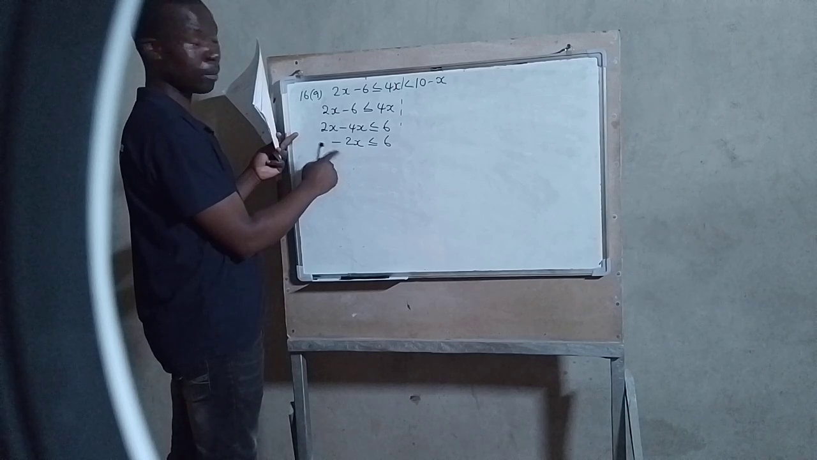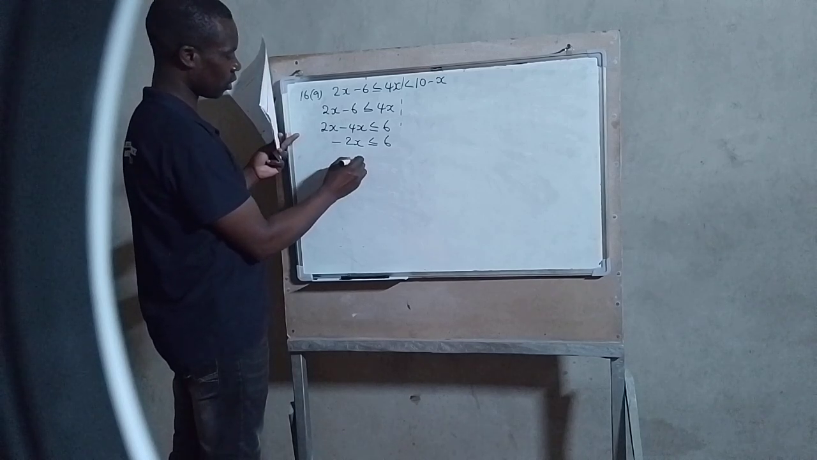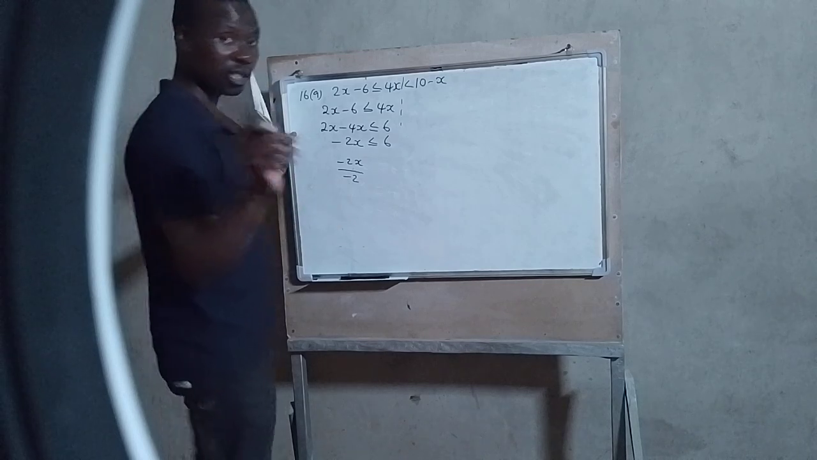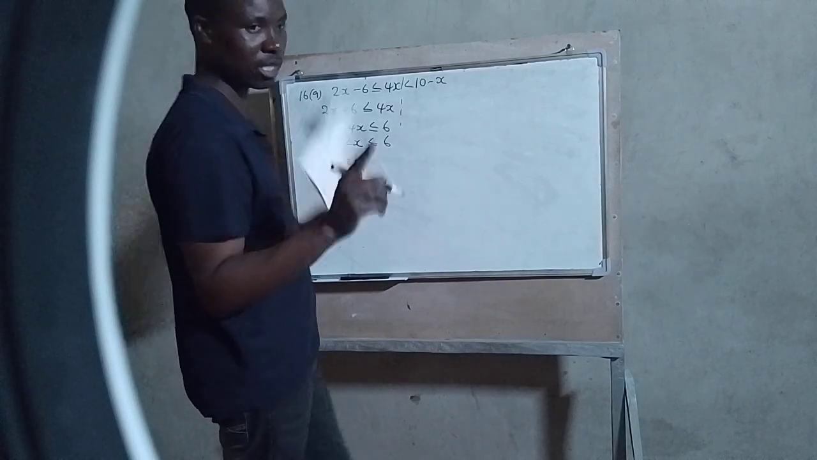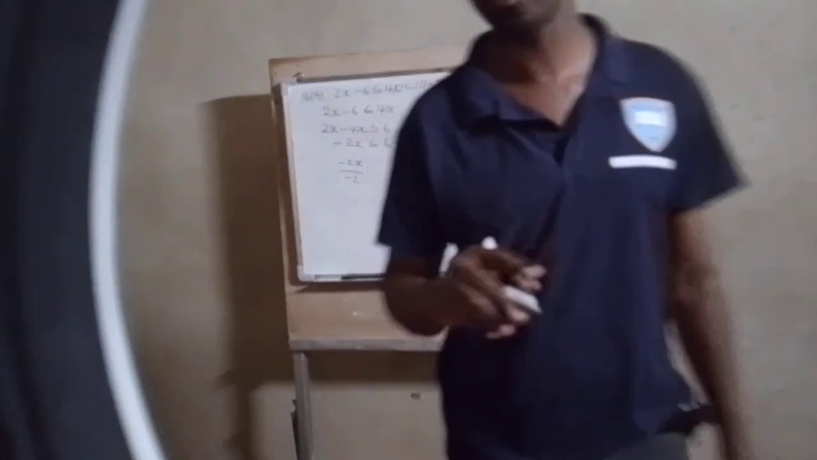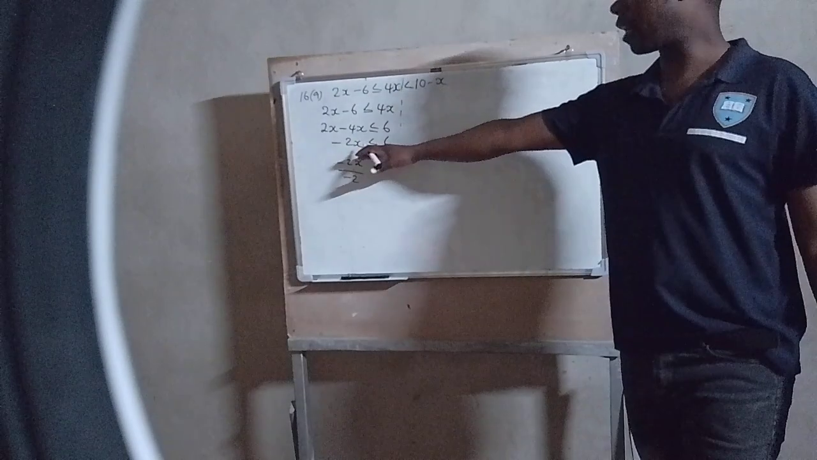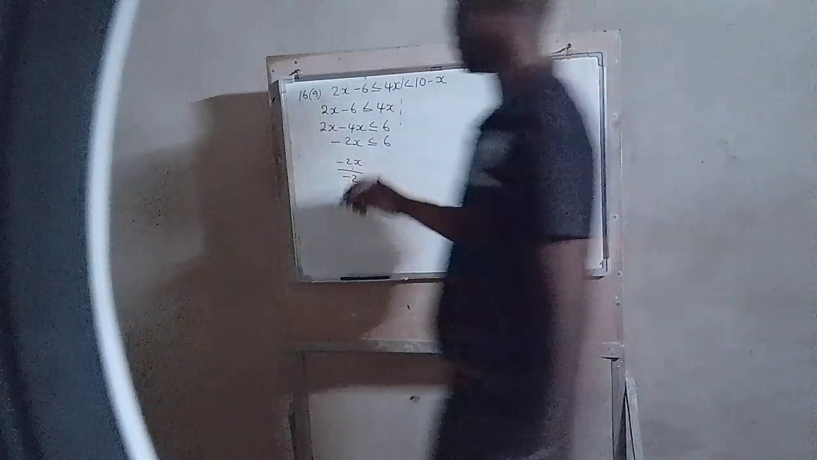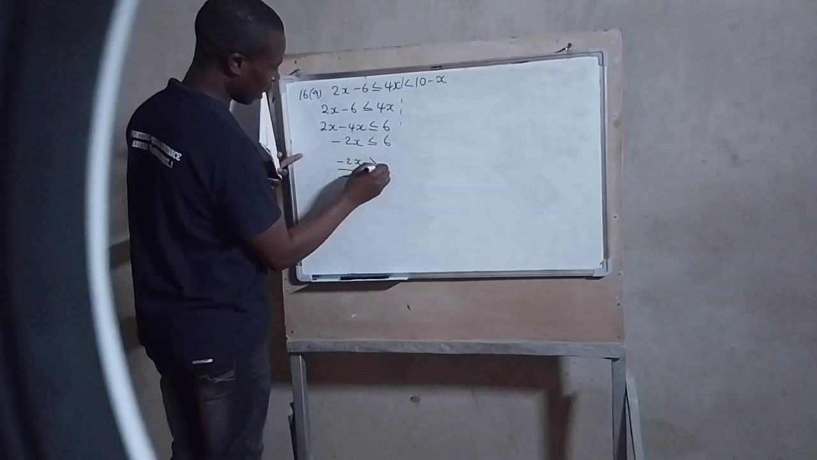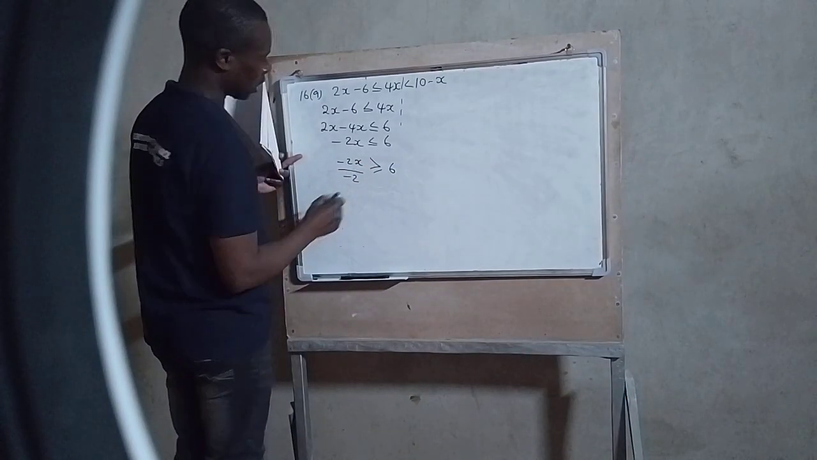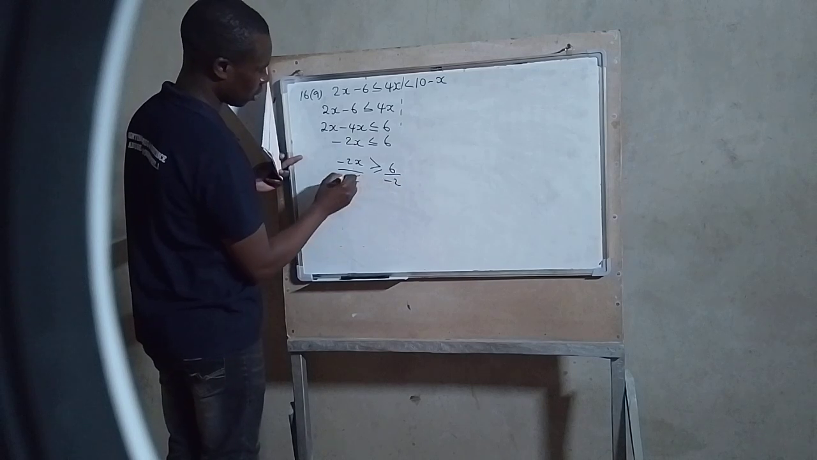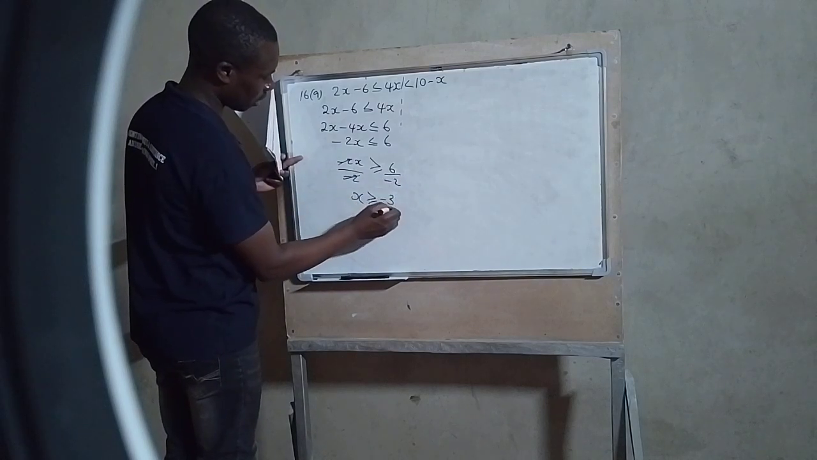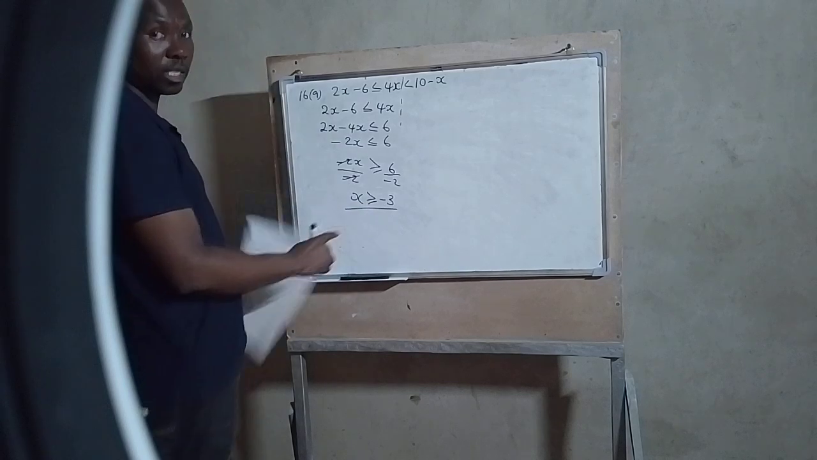Then we divide both sides by minus 2, so it's minus 2x over minus 2. Now when dividing by a negative, we reverse the inequality sign. So be very, very careful when dividing by a negative on inequalities. We reverse the inequality, so it becomes greater than or equal to 6 over minus 2. So this is x greater than or equal to minus 3. This is the first solution.